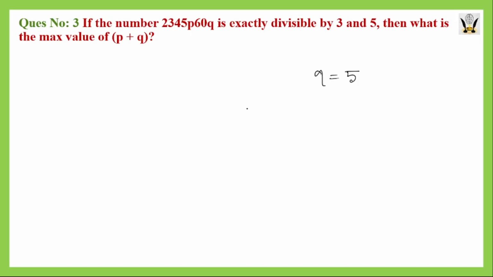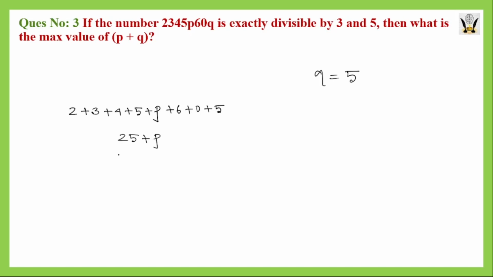So now we will go for the divisibility rule by 3. We know that if the summation of all the digits in a given number is divisible by 3, then the whole number will be divisible by 3. Now if we add all the digits of that given number, it will be 2 plus 3, plus 4 plus 5, and then we have P, then 6 plus 0 plus Q, which is 5 that we have already found. So it will give us 25 plus P.